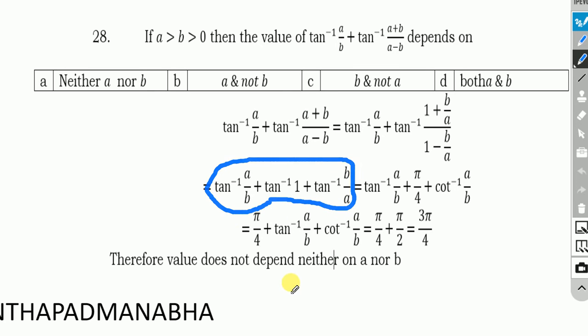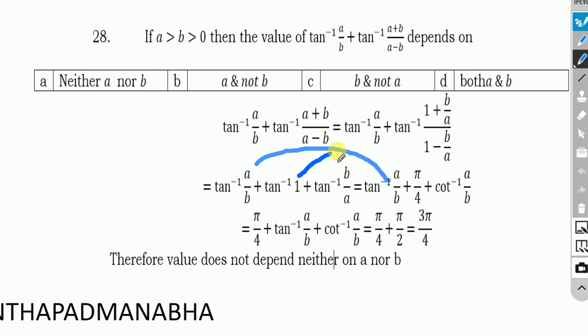Tan inverse of 1 is pi by 4. Tan inverse of b by a can be written as cot inverse of a by b. Now tan inverse of a by b plus cot inverse of a by b is equal to pi by 2. That is why it's rewritten here as pi by 4 plus tan inverse of a by b plus cot inverse of a by b, which is nothing but pi by 2.